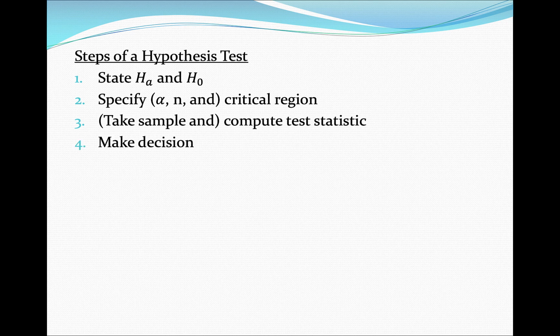Step 4 is make your decision. There's only 2 options for step 4. When you make your decision, you're either going to say reject H naught or you're going to say fail to reject H naught. That's your only 2 options. And then the last step is simply to interpret your results. You want to make some statement in terms of the question about what your results tell you. So that's always step 5. And you'll see how we interpret the results as we go through these examples. Okay, so let's do some examples.